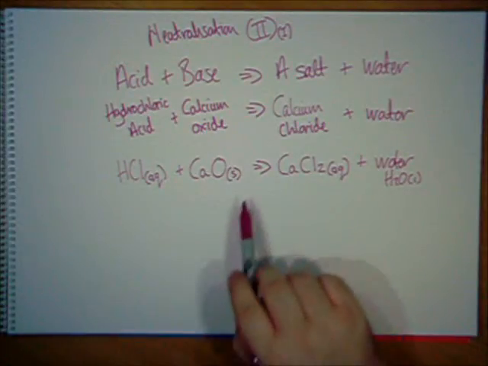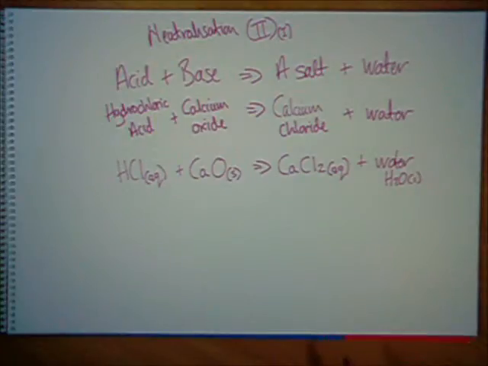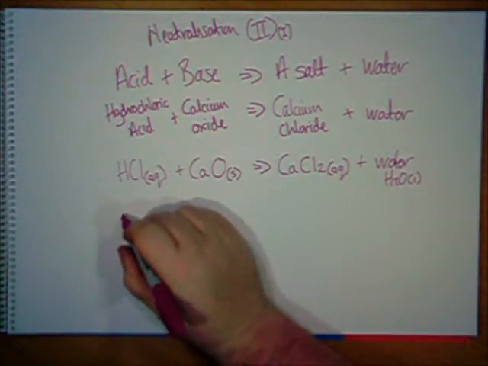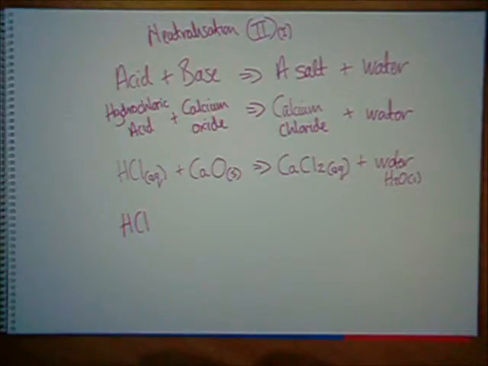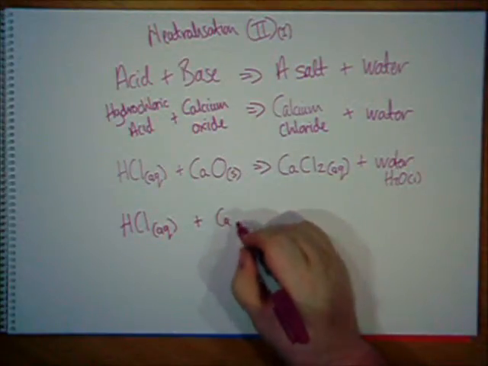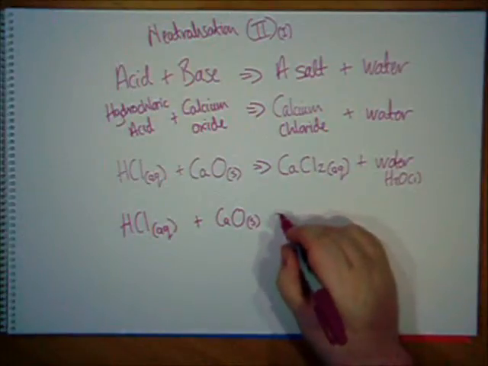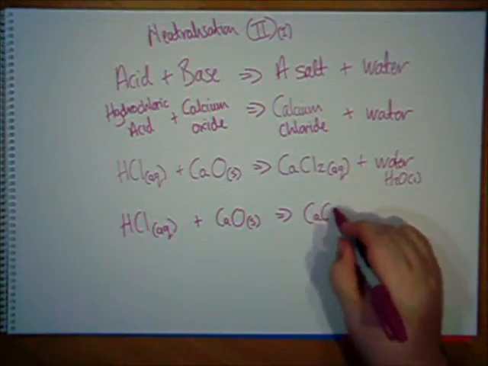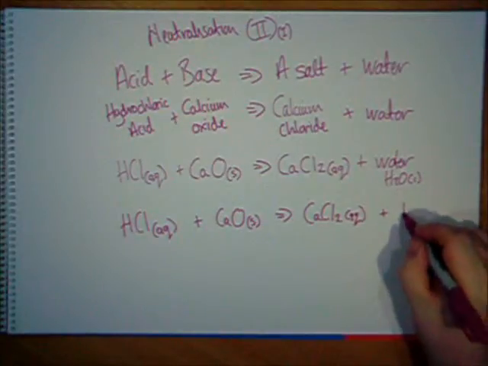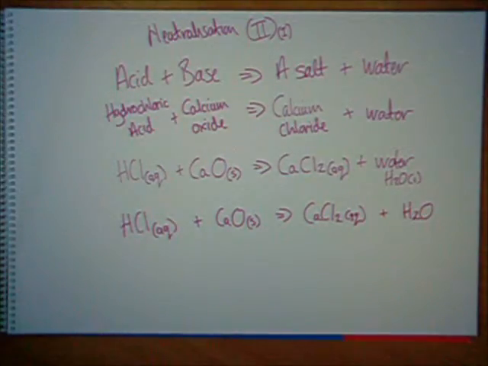The idea of balancing, remember, is that everything that starts off here must wind up on the right hand side, and everything on the right hand side must have come from the left hand side. So our hydrochloric acid in solution, our calcium oxide a solid, our calcium chloride again in solution, and our water. It's often a good idea to leave a little bit of space at the front of each of the things in your equation, just in case you have to put some numbers in. The second thing that's a good idea is using a pencil, because you can rub it out.